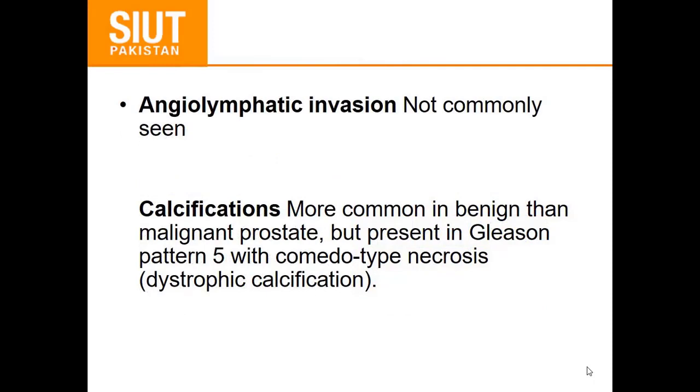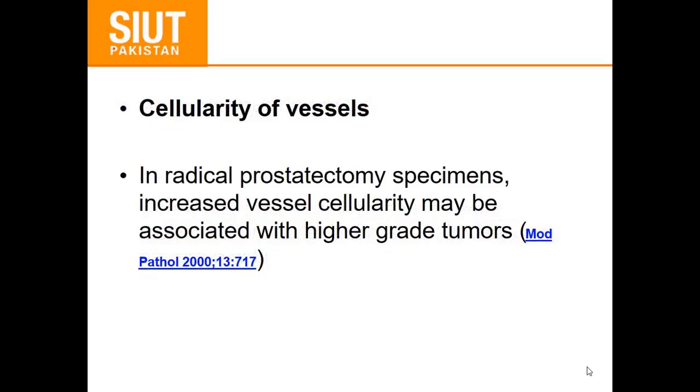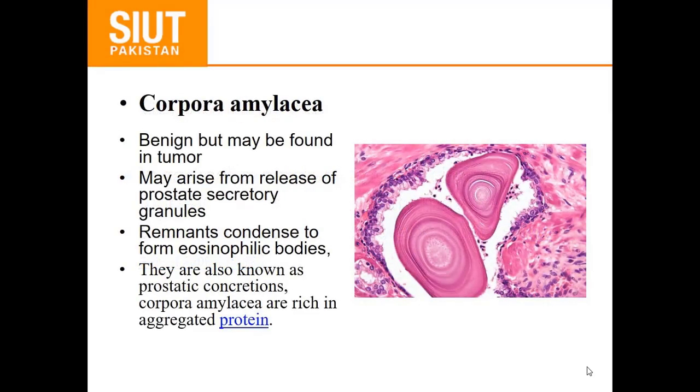Now, some of these slides. Angiolymphatic invasion, not commonly seen, and calcification, more common in benign than malignant prostate, but present in Gleason pattern 5 with comedo-type necrosis. Cellularity of vessels. In radical prostatectomy specimens, increased vessel cellularity may be associated with higher grade tumors. And corpora amylacea, benign but may be found in the tumor.